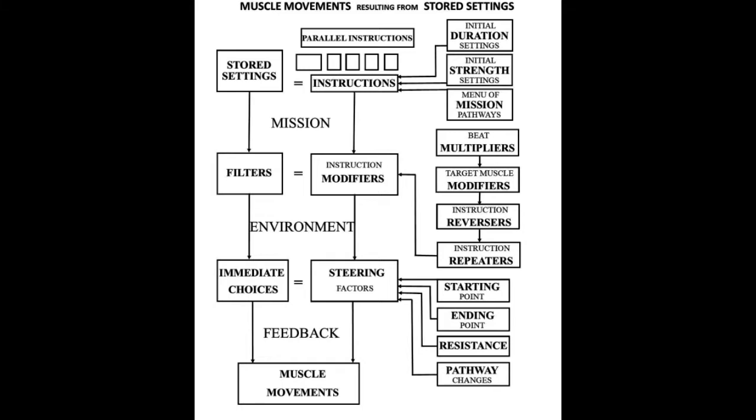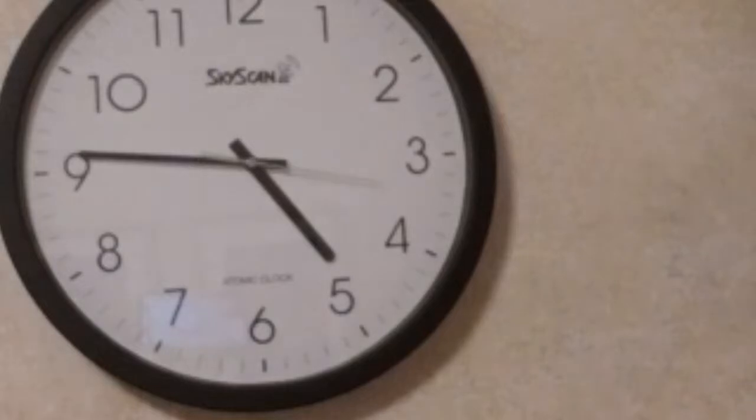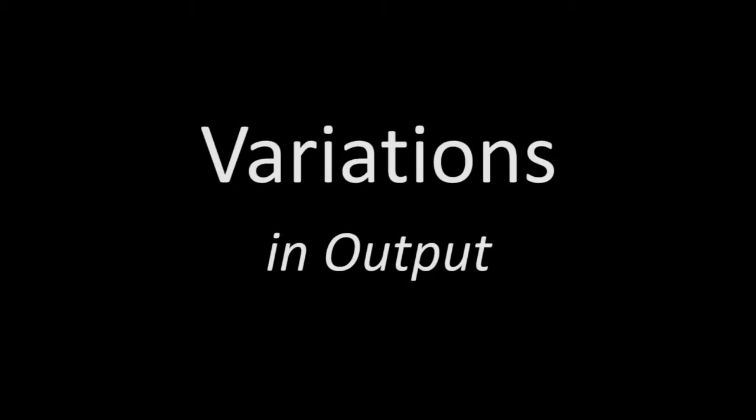In the production of muscle movements from stored settings, we can deduce many of the component processors and even their processing order. In sequence of commands, rate modifiers appear to come before target selectors. Reverse modifiers appear to come after target selectors.